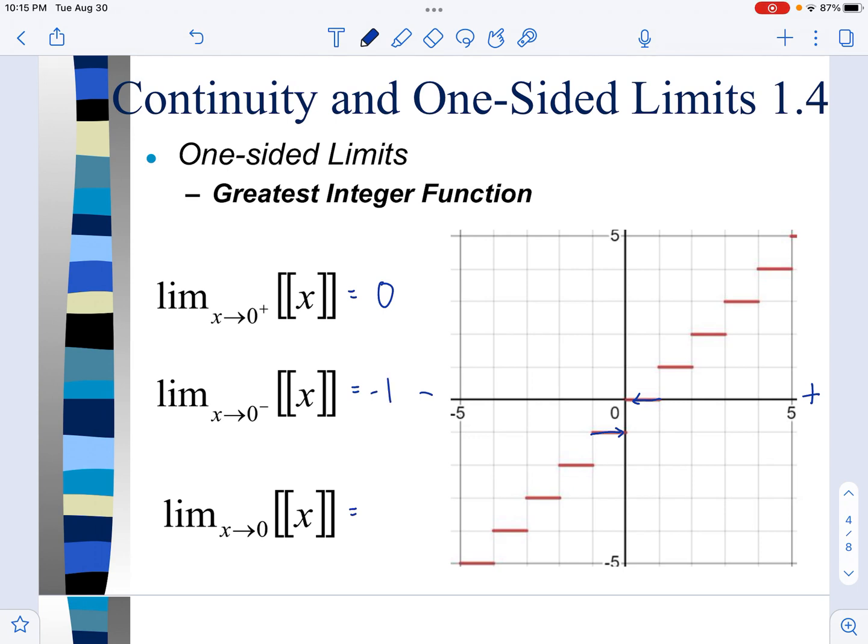So if we look at this last one, we're looking at the limit as x goes to 0 of that greatest integer function. Well, notice that these two values don't match. In order for that limit to exist, those two values have to match. So we would say this limit does not exist. We have a gap between there. It's not continuous. These two things are not the same.